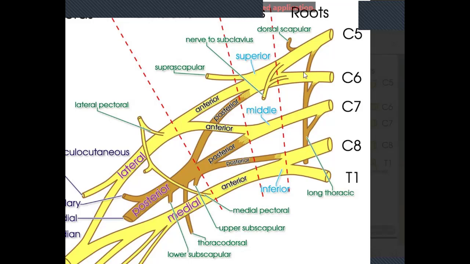Tell me, the long thoracic nerve supplies which muscle? I'm sure you know that, right? Then also from C5, the dorsoscapular nerve arises. And there is another branch, the nerve to subclavius, which also arises from the roots. So three branches from the roots. There are no branches from the trunk. Remember, there are no branches from the trunk.